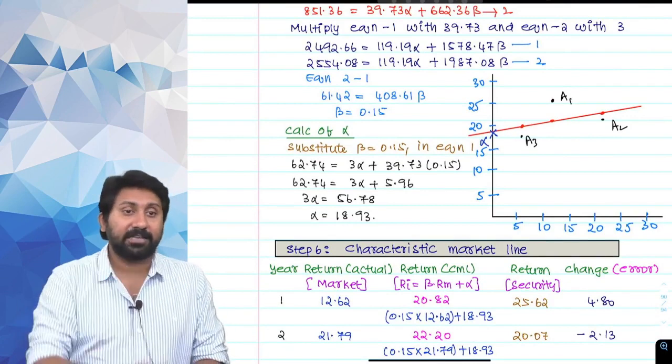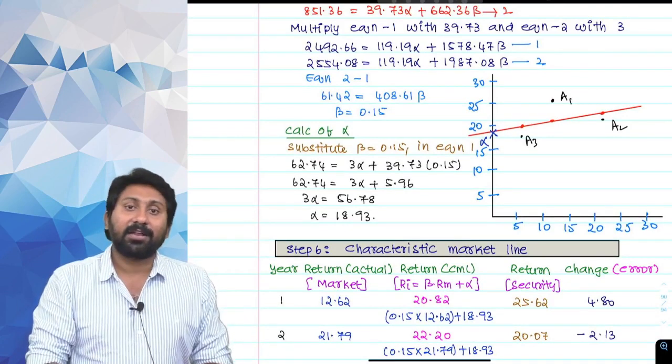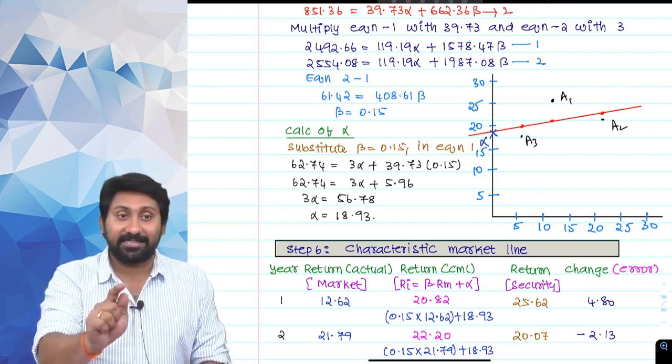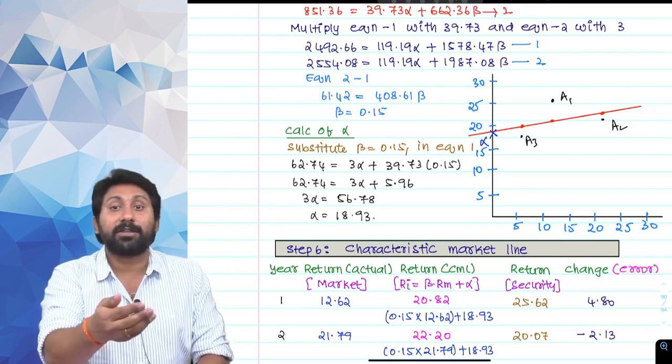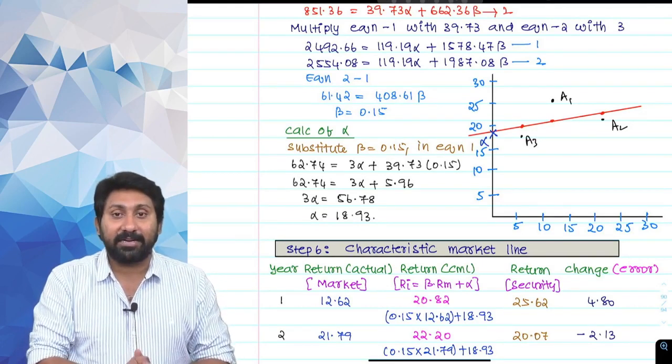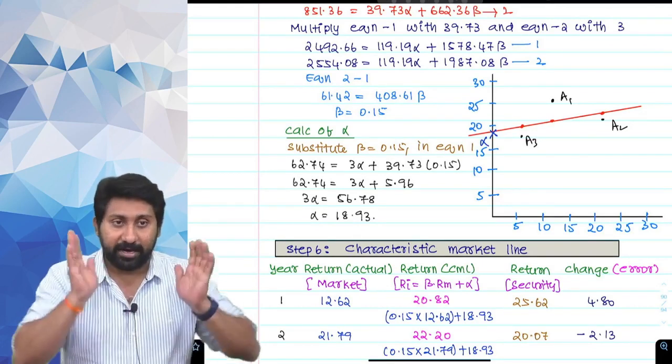How many types of risk are there? Two types of risk. What are the risks? Systematic, unsystematic. Systematic risk means the risk of not getting a systematic return. What is systematic return? Systematic return means a return coming from the market.